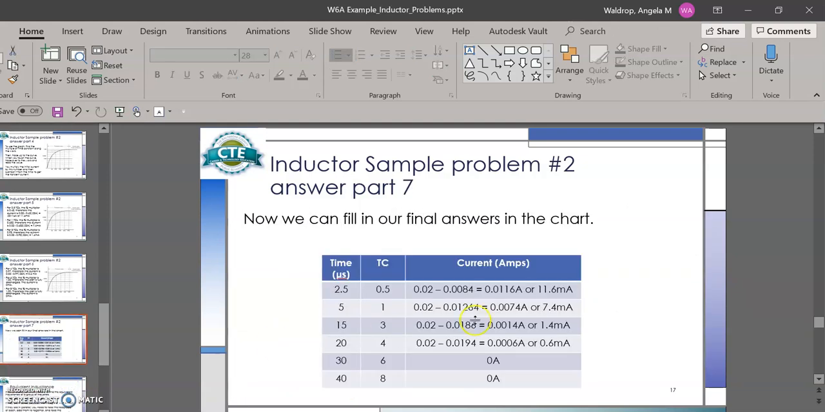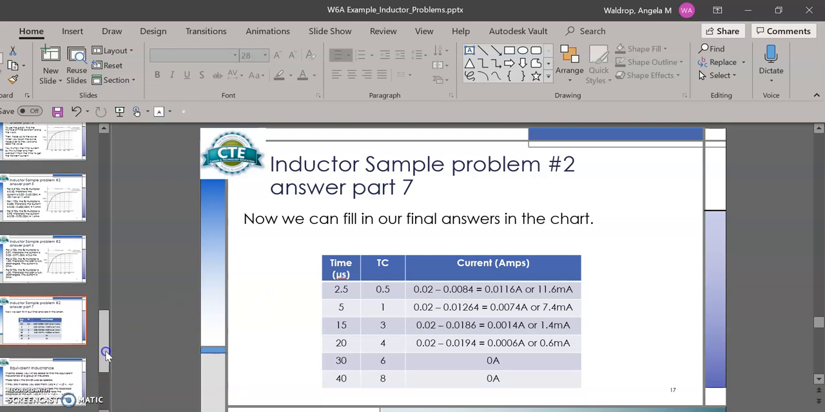So on the next slide, you can see I've gone ahead and I've done my math. I've filled everything in for you. I got my 11.6 milliamps. I've got my 7.4, 1.4, 0.6, and I'm down to 0. So you can see here that the numbers are highest up at the top, and then they're decreasing as we go down because we're discharging. Okay, so that takes care of those problems with the actual current being stored in the inductor.